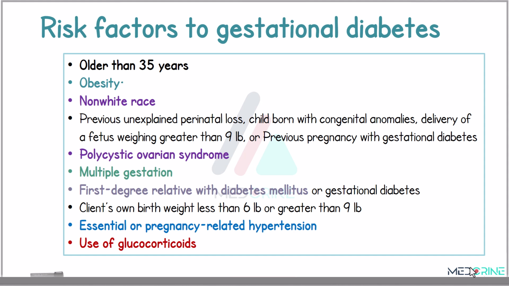Polycystic ovarian syndrome is as well a risk factor for gestational diabetes. Multiple gestation, a familial history with a first degree relative with diabetes mellitus or gestational diabetes, a client's own birth weight less than 6 pounds or greater than 9 pounds, essential or pregnancy related hypertension, and the use of glucocorticoids in pregnancy.